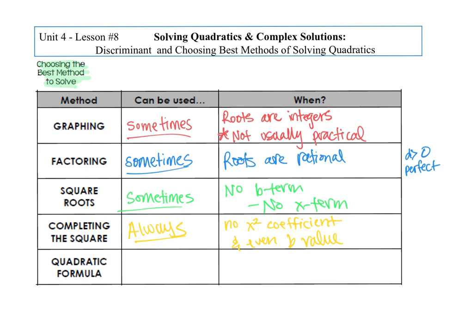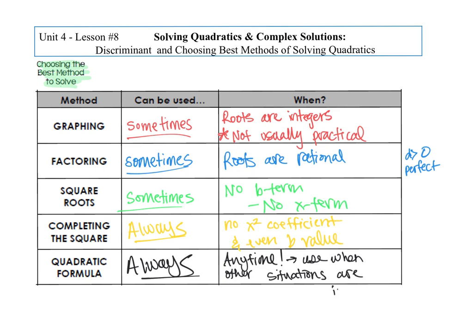Okay, and then our last, we have the quadratic formula, and this is why the quadratic formula is the bomb, because it always works as well, and you can use this anytime. What's nice about the quadratic formula, if you practiced it, is we don't care if there's a number in front of x squared. We don't have to divide it out. We just have to get that equation set equal to 0, plug everything in, and it works. So when do we use this? You can use it whenever, but we really use it when all other situations are inefficient or not working. So use when other situations are inefficient.